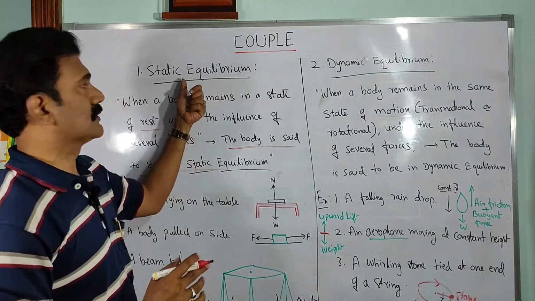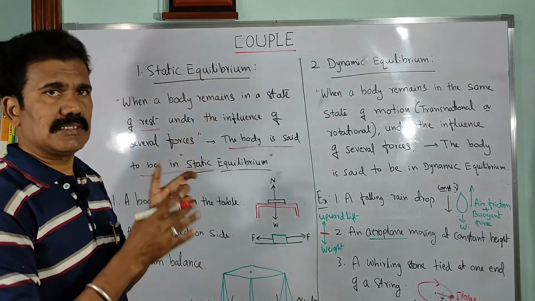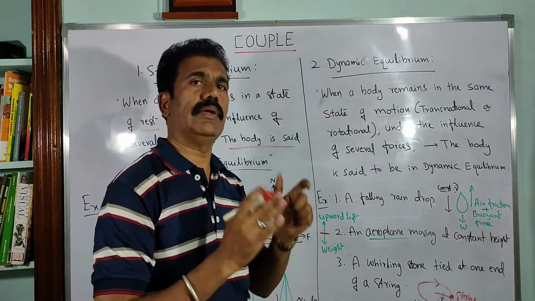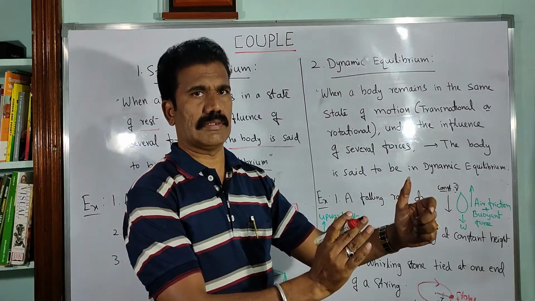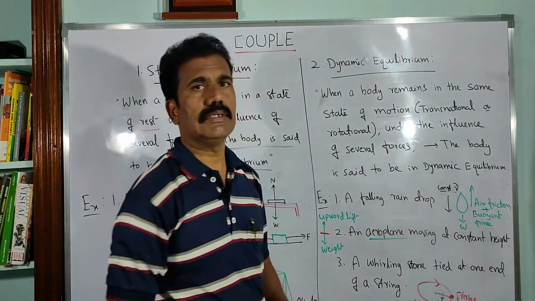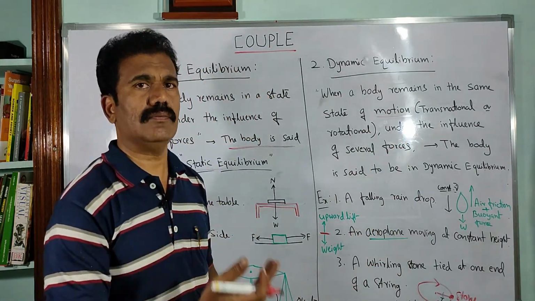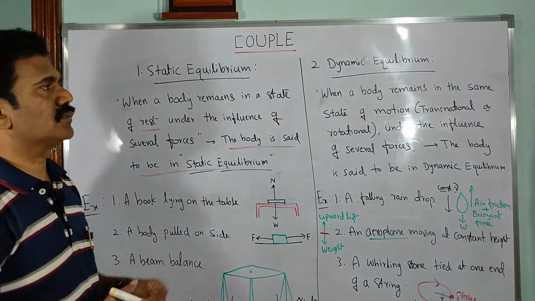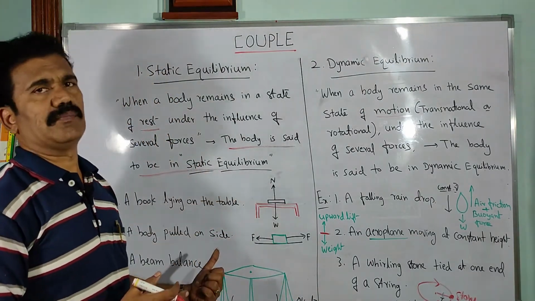Clear? So in case of static equilibrium, static in the sense it is maintaining its rest position. Dynamic means it is moving and maintaining its motion with a constant velocity. So that is the difference when the application of several forces acts on the body. We can understand these two differences with some examples still better.